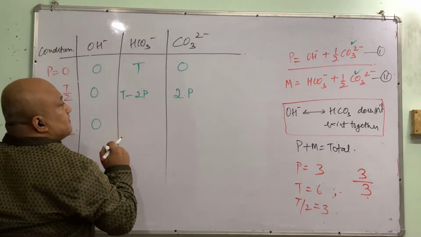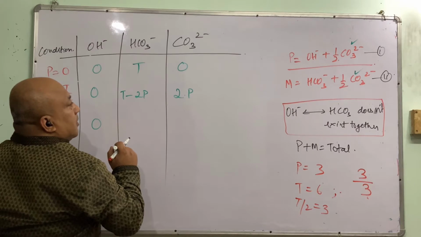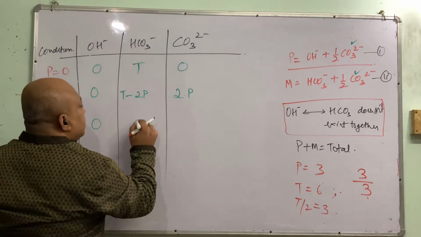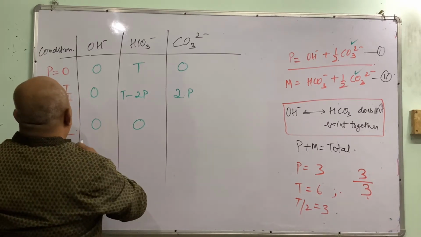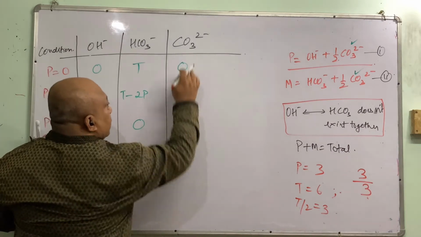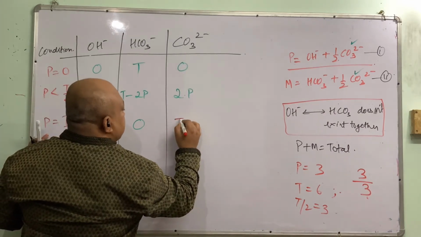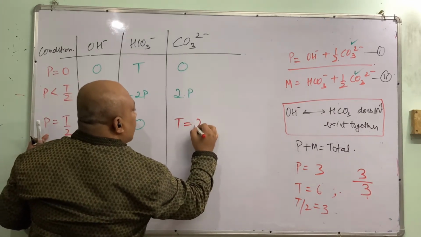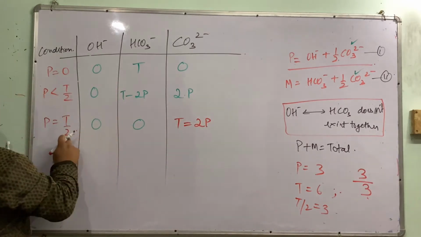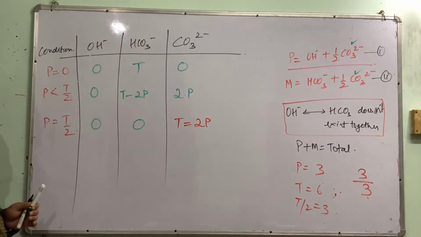And then bicarbonate is also 0. So CO3 2 minus is the total itself, equal to twice P. So T is equal to twice P. Okay? So watch the video again, rewind it, you will grasp it.